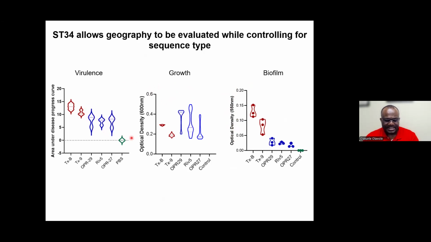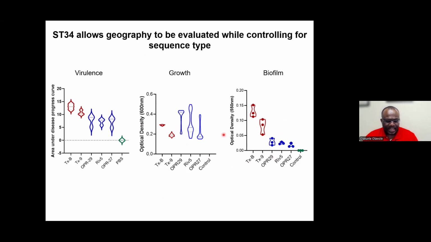And also the Texas isolates produce more biofilm than the California isolates, and they are also slower growing compared to the California isolates. So these phenotypic differences emerge despite the minimal genomic differentiation that we observed between these strains.